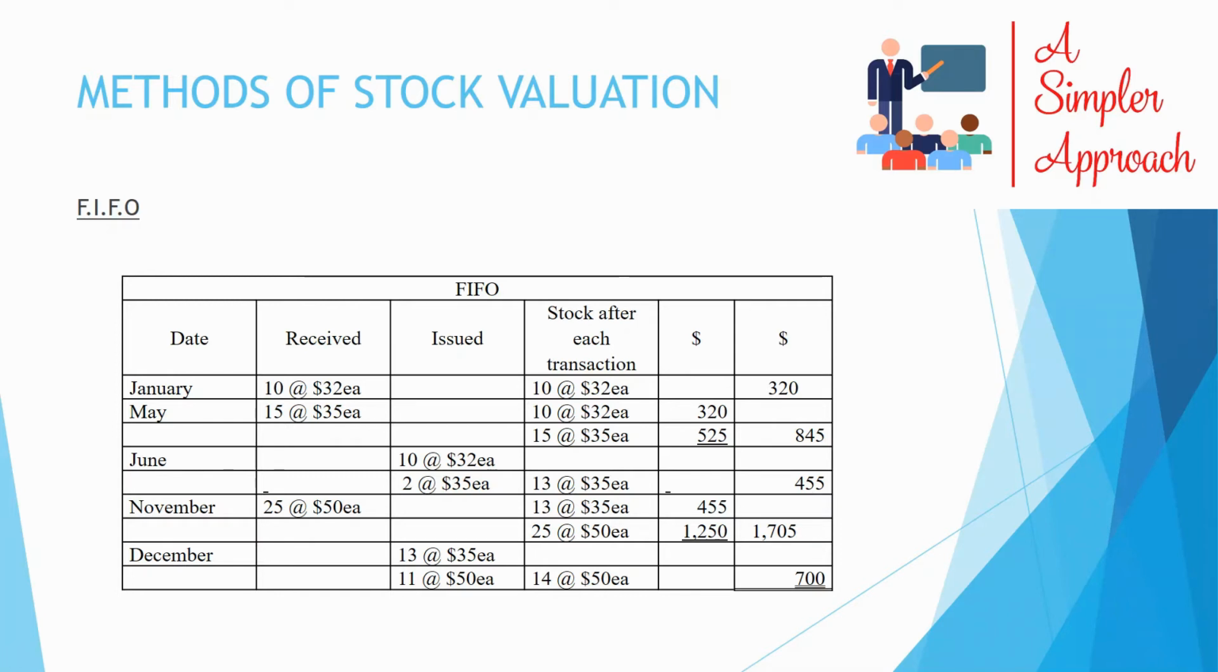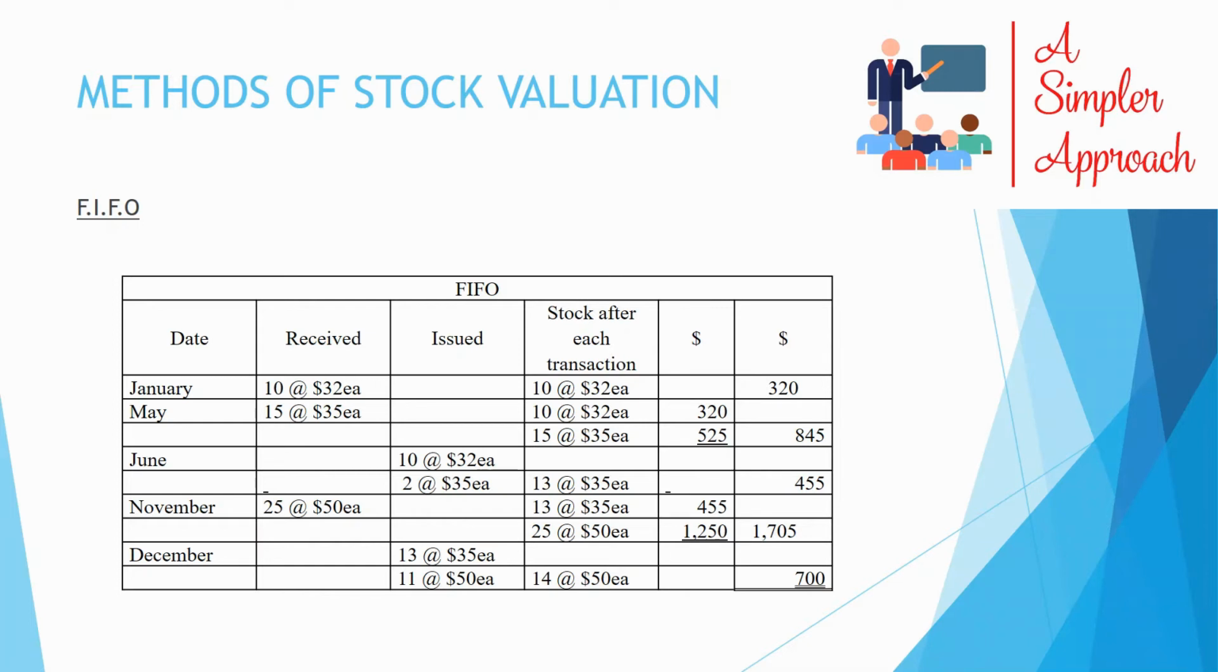In November, I bought 25 items at $50 each. What do I now have? I have the 13 at 35 left over from June. That is still there in the storehouse, sitting down. Then the 25 at 50 that I just bought. So the 13 at 35 is 455, and the 25 at 50 that I just bought is 1,250. In total, I have 1,705. Okay?